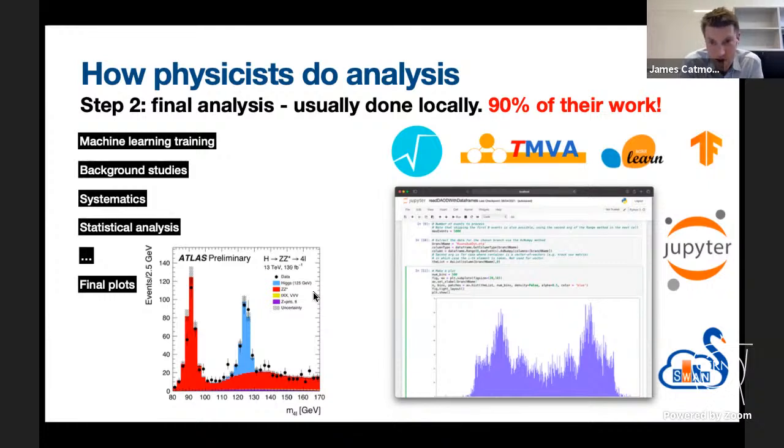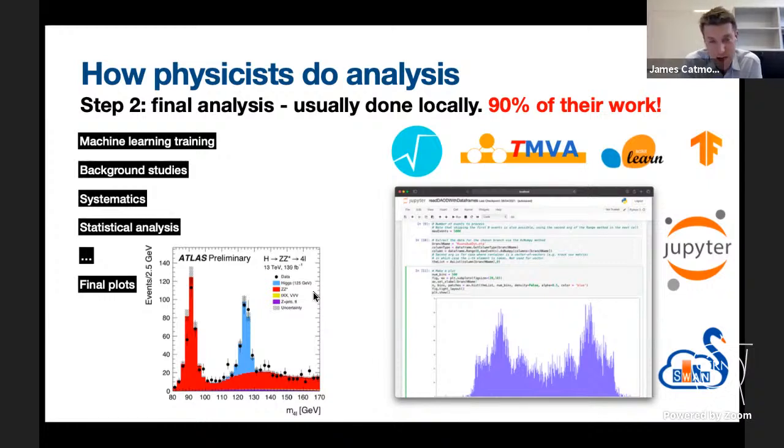And most recently, physicists have begun to use more and more these mighty Jupyter notebooks, where you can directly use a web interface to do your analysis in a very user-friendly and interactive way. I've shown a little screenshot of this. And actually, CERN provides a facility for doing this using their data center, which is called SWAN.